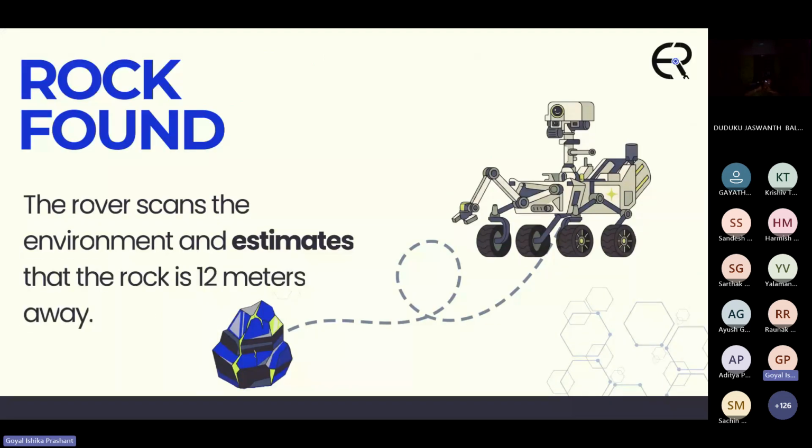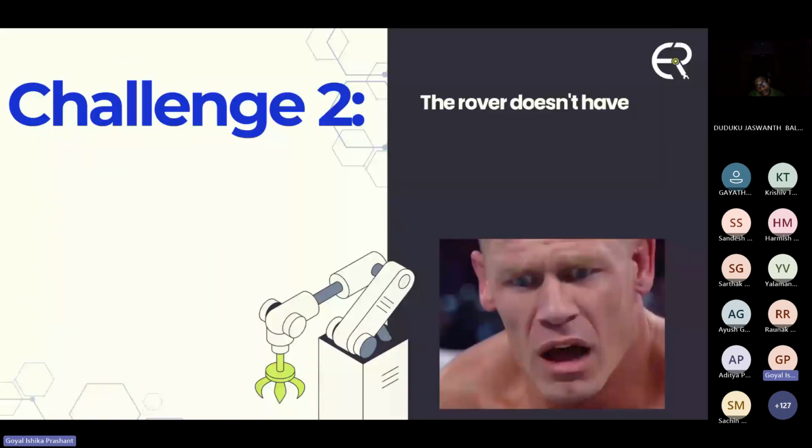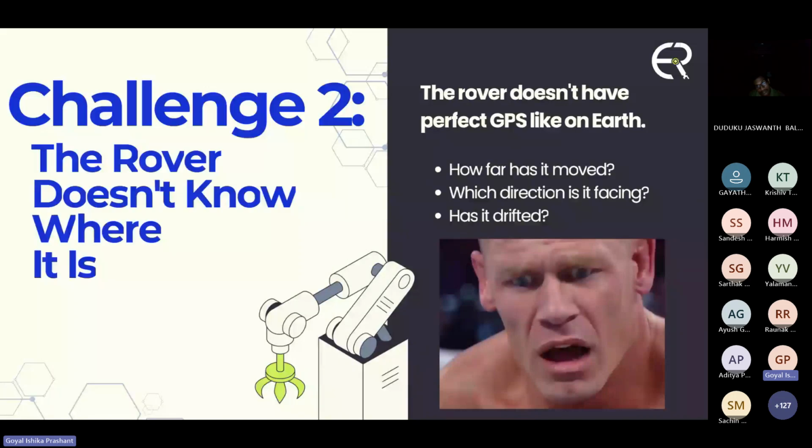So now using these sensors, the rover was able to scan its surrounding and it estimated the rock to be about 12 meters away from it. This brings us to our challenge number two, that the rover doesn't know where it is. So now that the rover is not on Earth, it cannot make use of facilities like GPS. So how does it know how far it has moved, which direction it is facing in, and what if it has undergone some sort of drift?